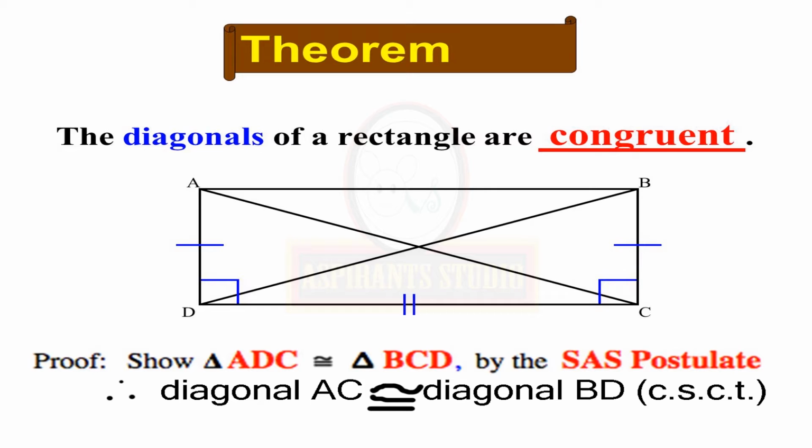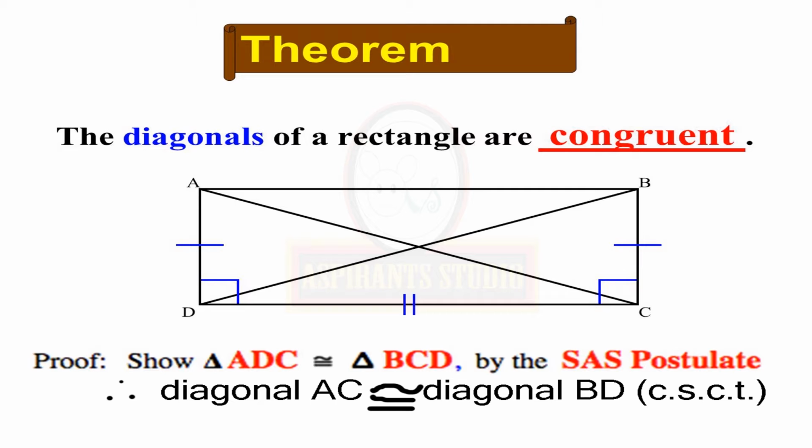So now I am just giving the gist of what you have to do. You are given quadrilateral ABCD is a rectangle. You have to prove diagonal AC is congruent to diagonal BD. And for the proof, you have to show triangle ADC is congruent to triangle BCD by SAS test. Therefore, diagonal AC is congruent to diagonal BD by corresponding sides of congruent triangles.